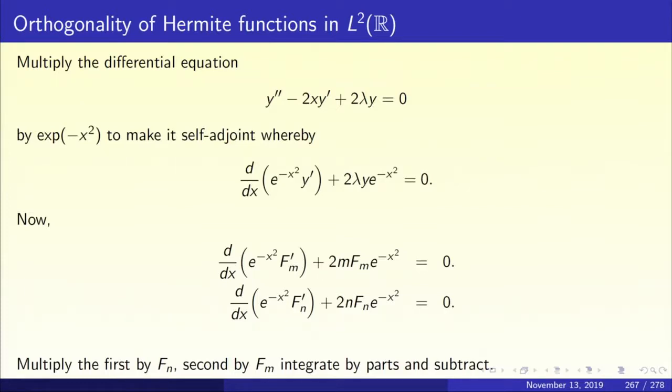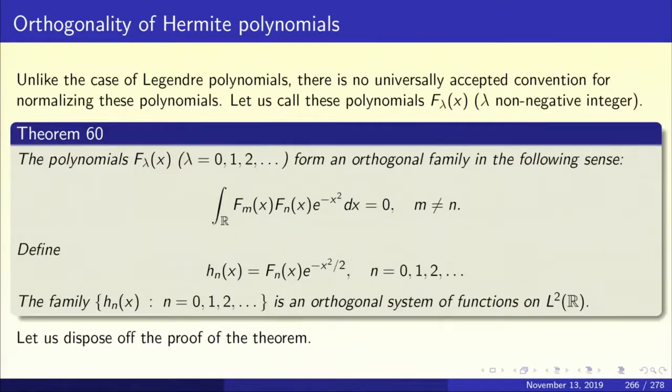What do we do next? We multiply the first by fn, second by fm, integrate by parts and subtract. We have done this exercise for the Legendre polynomials. We repeat the same idea with Hermite polynomials. So when we do this, we will get the orthogonality of the polynomials fn and fm with respect to the weight function e to the power minus x squared. In other words, we will get this integral equation, integral fm(x) fn(x) e to the power minus x squared dx is 0 when m is not equal to n.